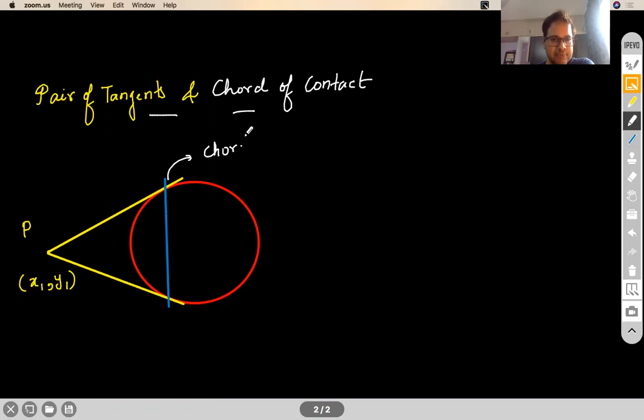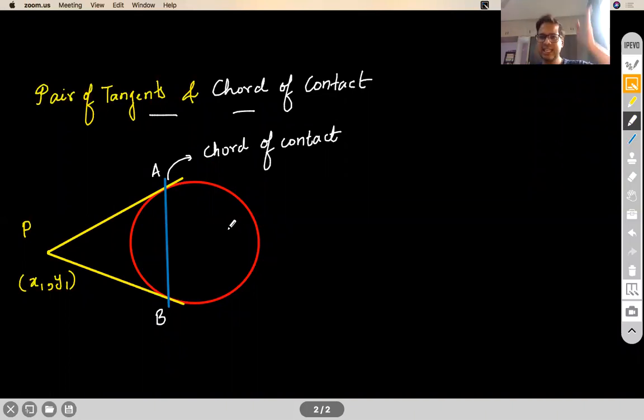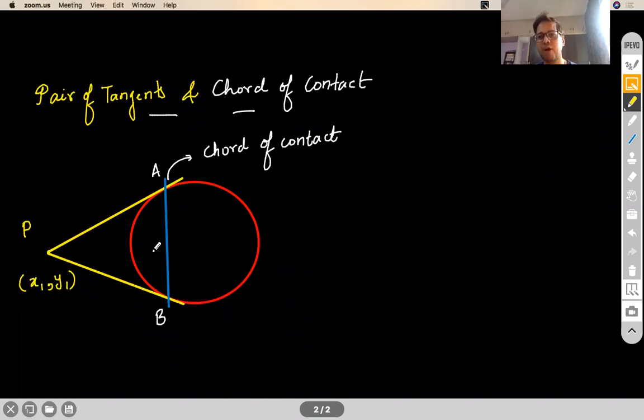By the way, the word chord here is a misnomer because it is actually a secant line. It's not like it's only limited to these two points of contact A and B. No, it's a line, a secant line which cuts through the circle. But we call it a chord of contact because it carries within itself the chord which is obtained by connecting the points of contact of these two tangents drawn from an external point.